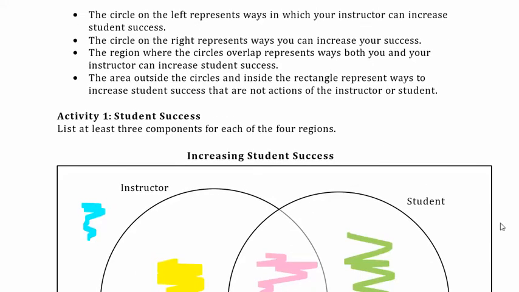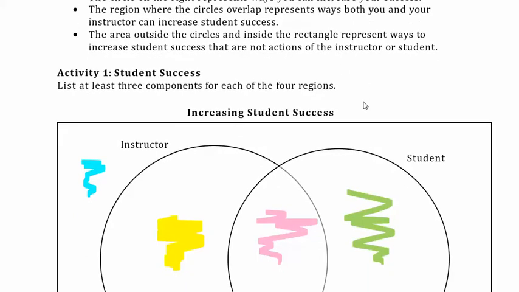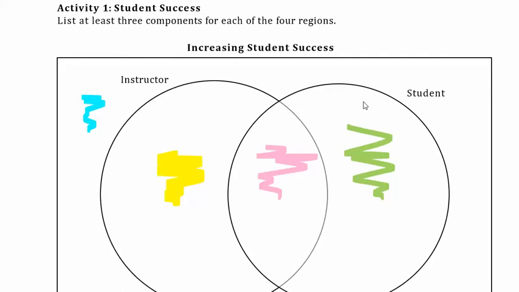The circle on the left represents ways in which your instructor can increase student success. The circle on the right represents ways in which you can increase your own success. The region where the circles overlap represents ways both you and your instructor can increase student success. And the area outside the circles and inside the rectangle represents ways to increase student success that are not actions of the instructor or the student. List at least 3 components for each of the 4 regions.